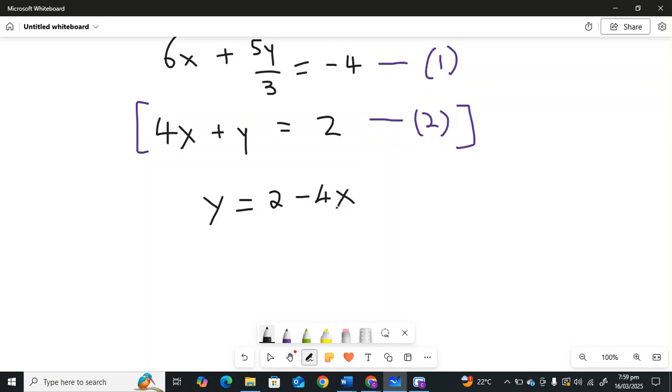We're using the substitution method. With the substitution method, between x and y, you pick an equation and you make either one the subject of the formula. For this question, we picked equation 2 and made y the subject of the formula.